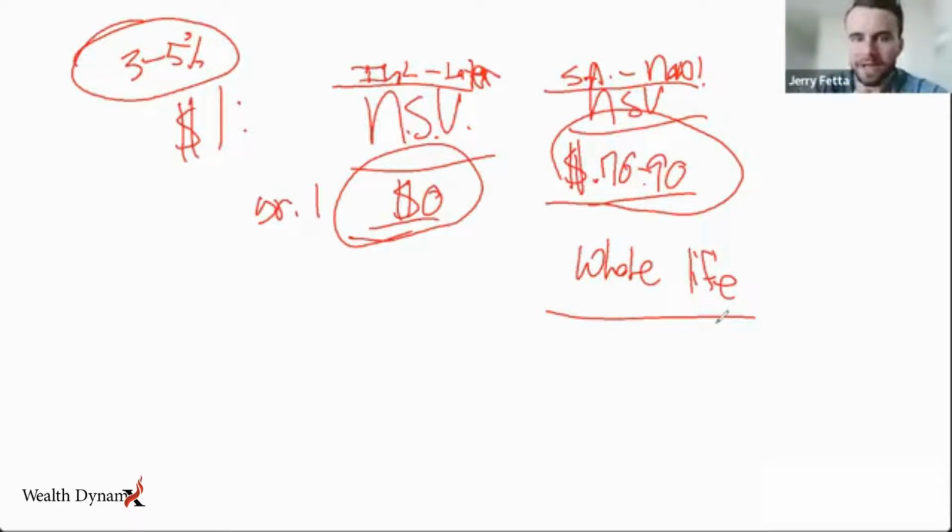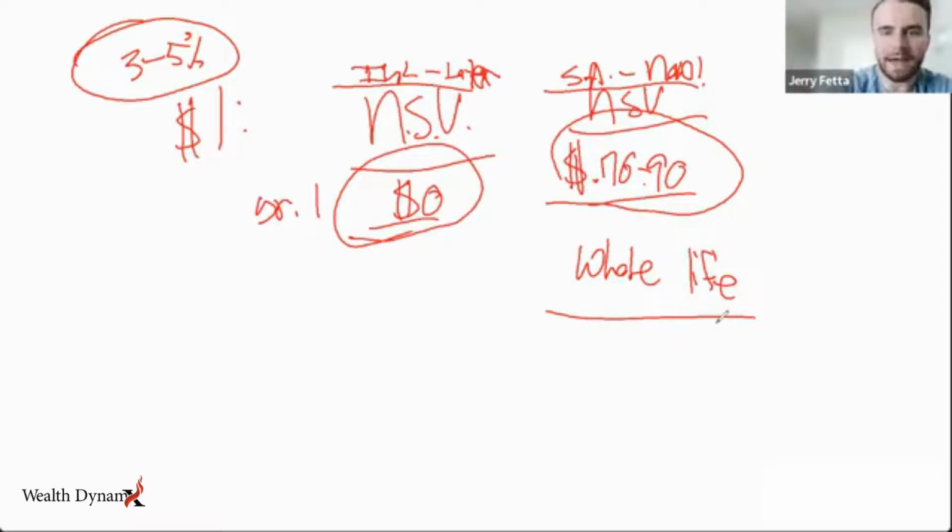No different than a universal life policy. I'm renting the insurance coverage. Every single year, the rent goes up, the coverage goes up. I either need to pay that through contributions or it's going to come out of my cash value, which is my savings. That doesn't happen with whole life, right?